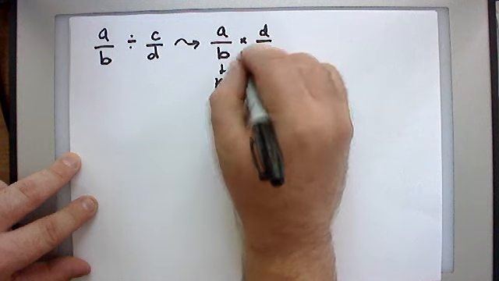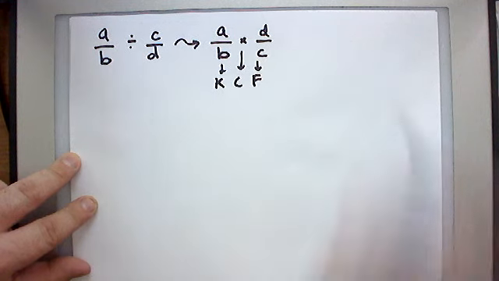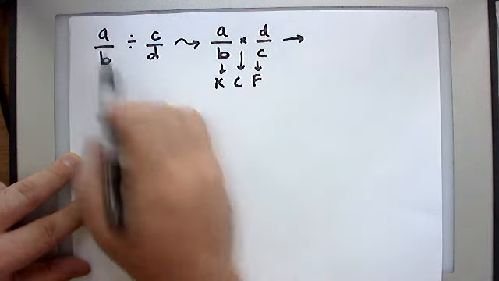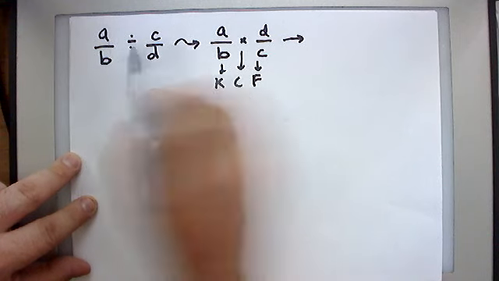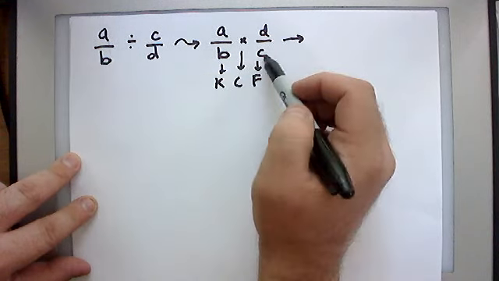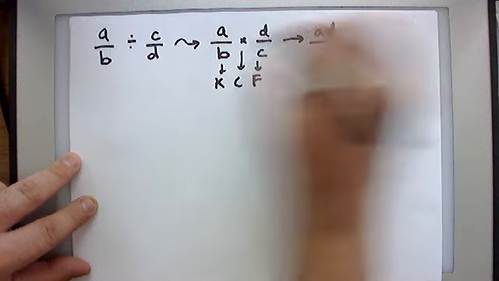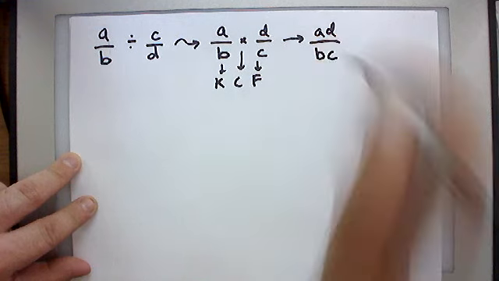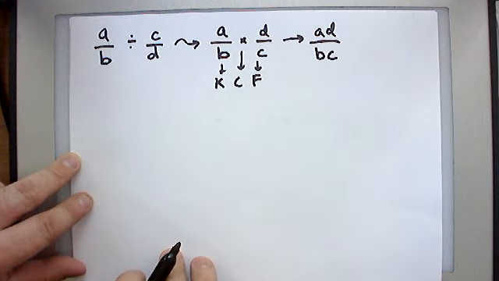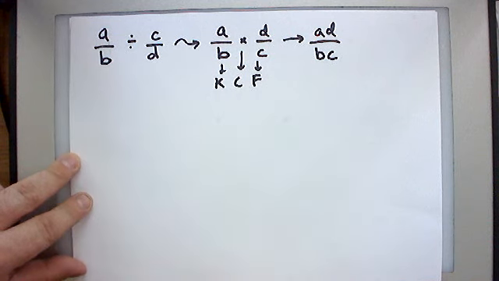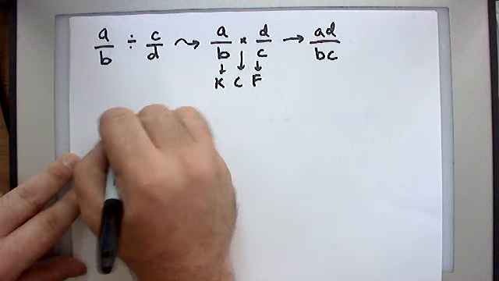Keep the first one, change it to multiplication, and flip the second one. It doesn't matter, keep, change, flip, whatever little cute thing you want to do to memorize it. Bottom line is you keep the first fraction, you change it to times, and then you flip the second fraction. And now we're just back to multiplication again. So A times D would be A over D, and B times C would be B over C. Again, A, B, C, D are just whatever numbers you want. This is generic mathematical notation. Luckily, with division, it really just turns into multiplication, so we don't have to spend 1,000 years on this.